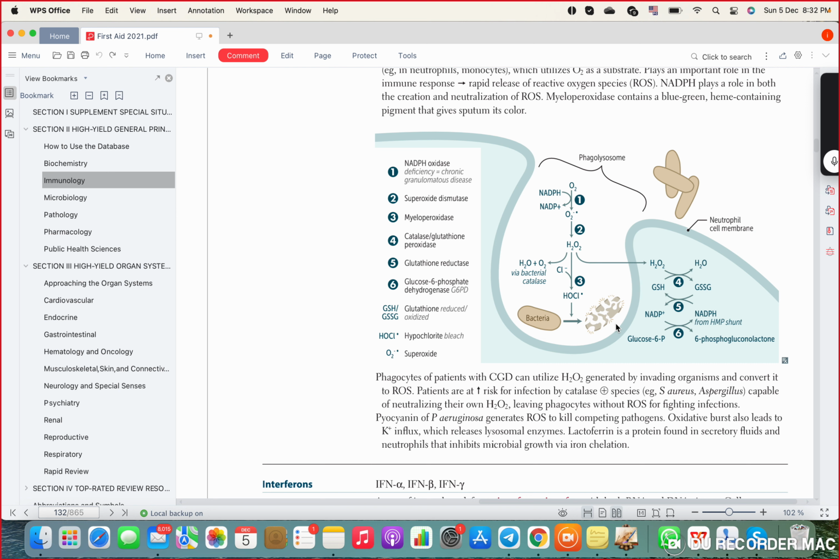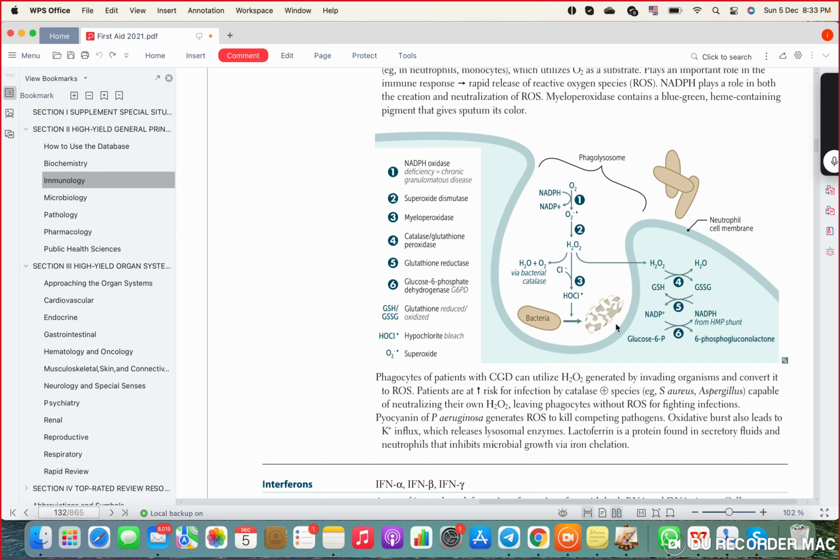If we have a defect in the oxidative burst, which organisms are most likely to cause infection? Catalase positive organisms. Can you tell me which organisms these are? So catalase positives are cats needs places. N is Nocardia, doc. Places: P is Pseudomonas. L is Listeria. A is Actinomyces.